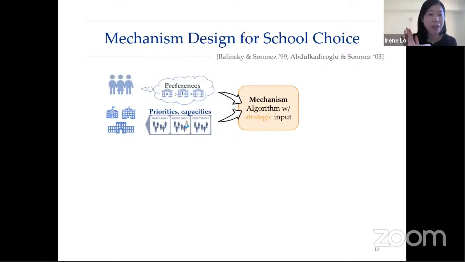I'm starting with an algorithm, and then I'm asking, well, if everyone is playing a game when they put input into this algorithm, how do we expect the output to look? And then finally in school choice, what is the output? The output is an assignment, an assignment of students to schools. Now, typically in school choice, we might think of both preferences and also school priorities as being strategic. So maybe families will try to game the system, and maybe schools will also try to game the system. But in the case of San Francisco, we're going to think of just preferences as the strategic options.